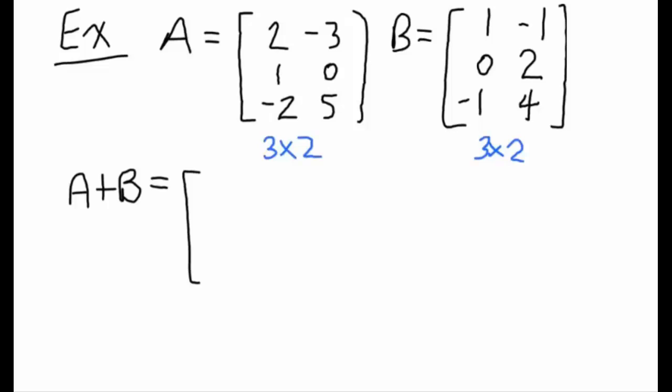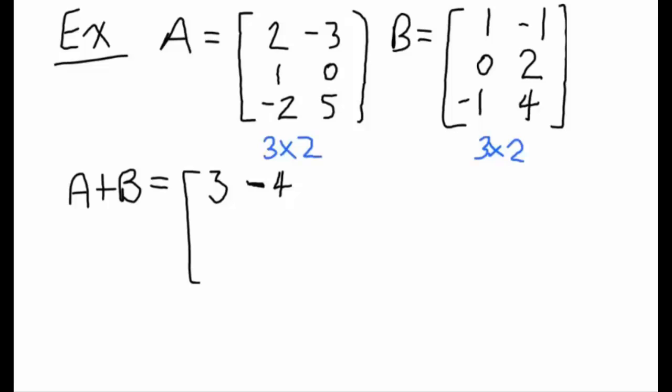So the matrix A plus B will look like this. We're going to take the number in the 1,1 entry of A, and add it to the number in the 1,1 entry of B. 2 plus 1 gives us 3. Next, if we move over to the entry in row 1, column 2, we would get negative 3 plus negative 1, or negative 3 minus 1, and that would be negative 4.